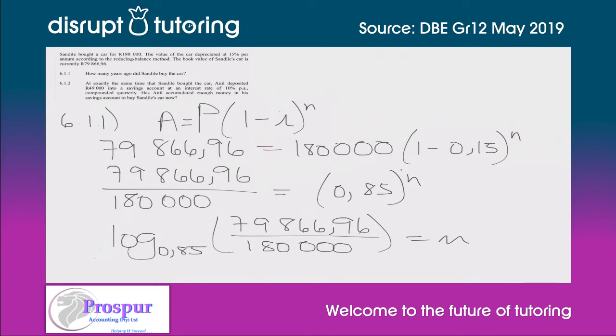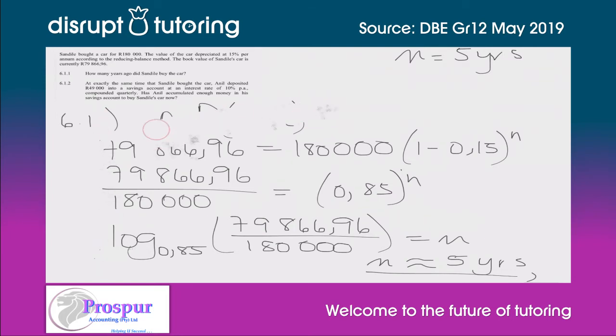And when I plug that into my calculator, I get that n is approximately equal to 5. You'll see it'll be 4.99999, and therefore we can round up to 5 years. So what that means is Sandile bought this car 5 years ago. So I'm going to write that up at the top just so we remember for the next question. So we've got 5 years is our n value. Right, so let's move on to the next question.